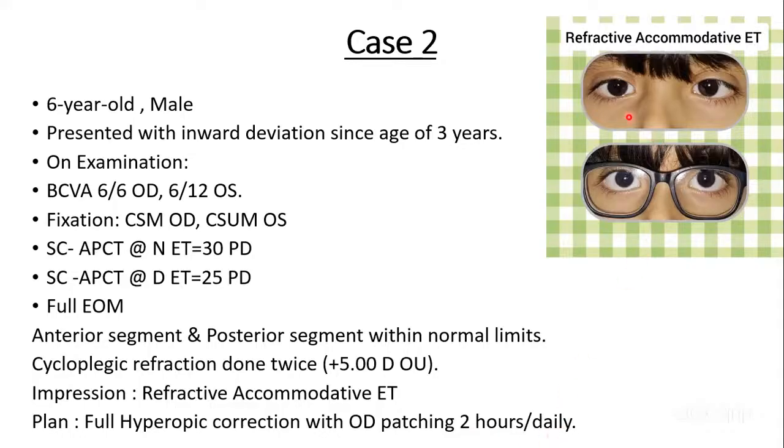So this is the picture of the patient without glasses. You can see the angle of deviation, around 30 prism diopter, the light reflects on the pupillary border, and with glasses, the patient is orthotropic. So this is fully refractive accommodative esotropia. In such a patient, the only treatment is glasses, nothing else, nothing to be done.